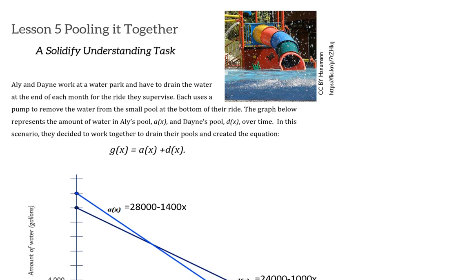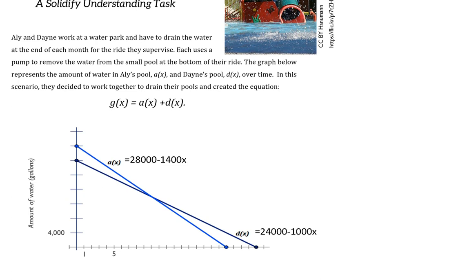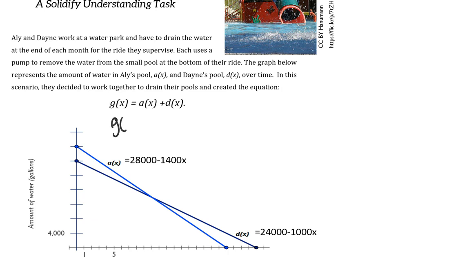So Allie and Dane from the last task, who were draining their pools at the water park, have decided to team up and drain their pools together. So we have the equations from the last task: A of x equals 28,000 minus 1400x, and D of x equals 24,000 minus 1000x. And so from that we can create this new equation, g of x. And g of x is coming from adding those two equations.